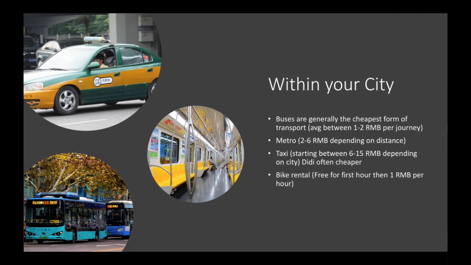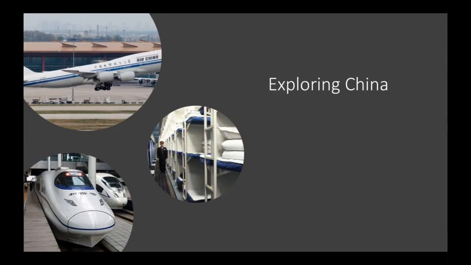You also have the option of using a bike rental. You'll find these all around first and second tier cities in China. You'll be able to use WeChat to scan a barcode and automatically pay out from your bank account, which will be linked up to your phone to rent a bike. It's free for the first hour and then 1 renminbi for each subsequent hour after that.